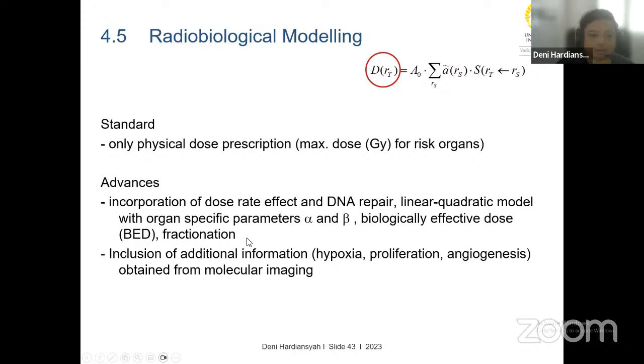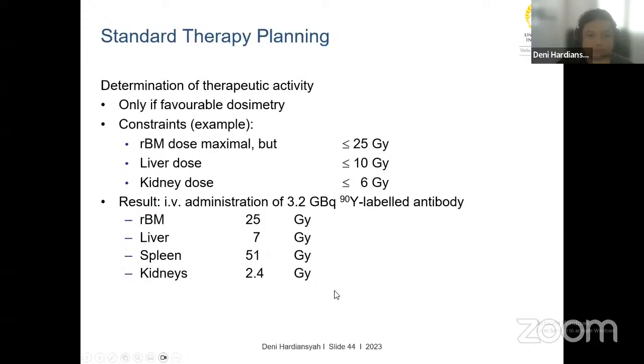For the advanced topic, we can also include additional information. For example, you know that tumors have different hypoxia level, proliferation level, and also angiogenesis. So we can also add this to our protocol for a certain dosimetry and also therapy. This can be obtained from molecular imaging.